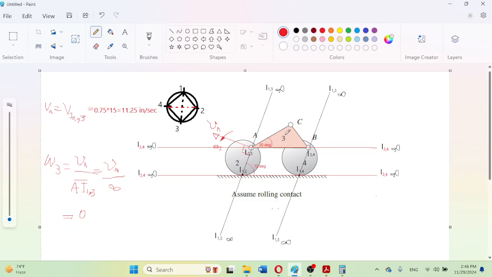So this link at this moment is in pure translation. When a body is in pure translation, the linear velocity of each and every point in that body is the same in magnitude and direction. So at this instant the linear velocities of points A, B and even point C are the same, because link number 3 is not in complex motion at this moment, but in pure translation. So the angular velocity for this link number 3 is 0.